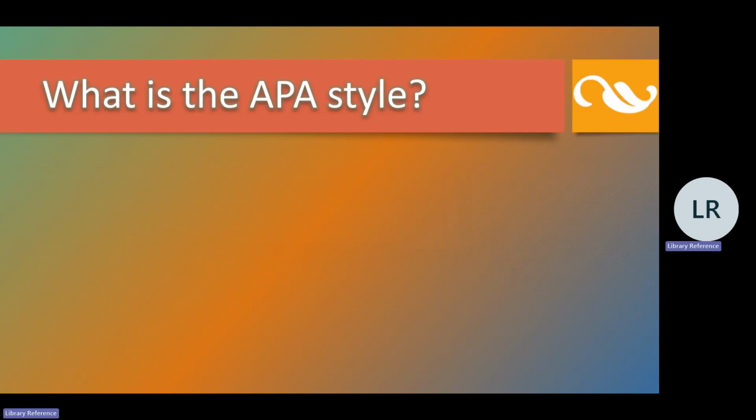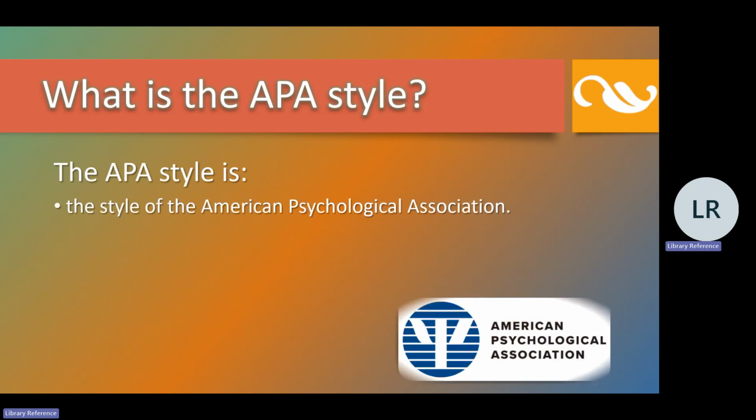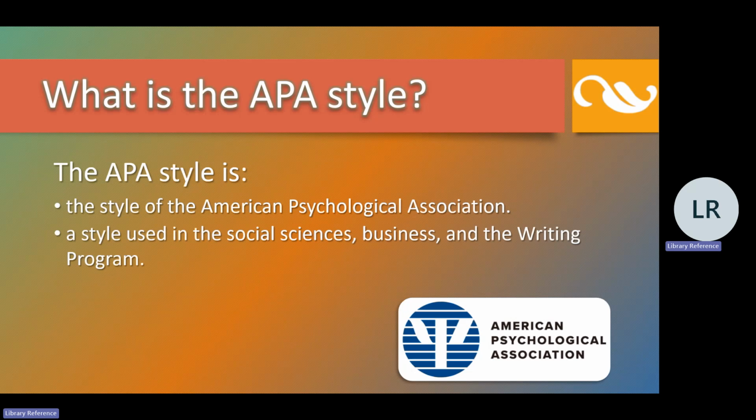I'm going to start by saying a few things about what APA style actually is. The APA style is the style of the American Psychological Association. This is what APA actually stands for. It is a style which is used in the social sciences, in business, and recently here at DRI, it has started being used in the writing program as well.